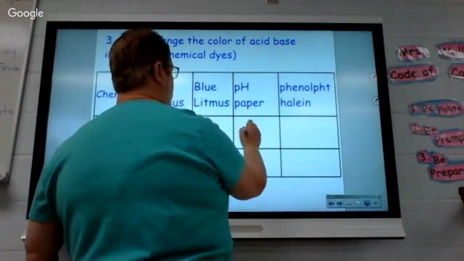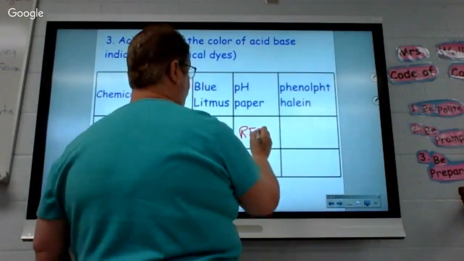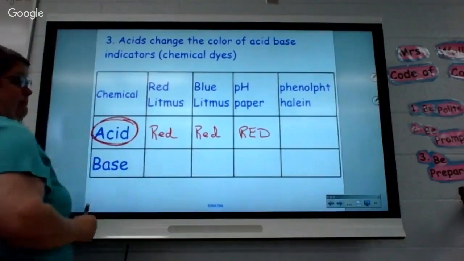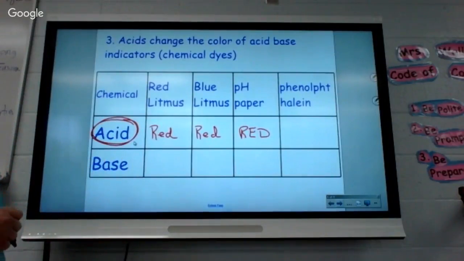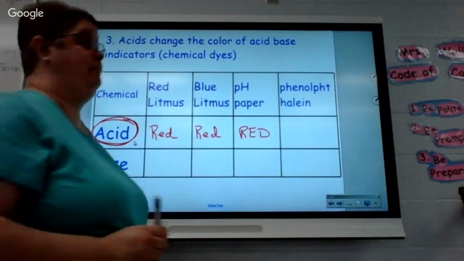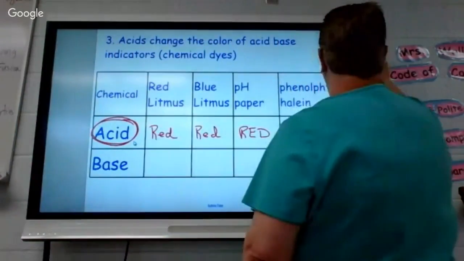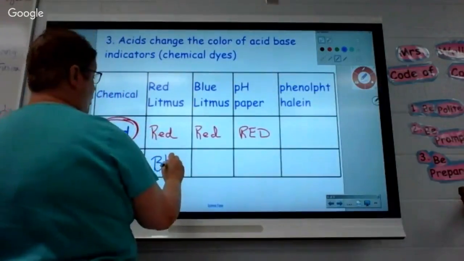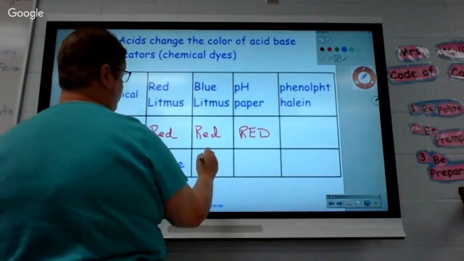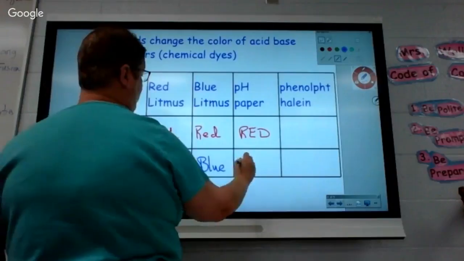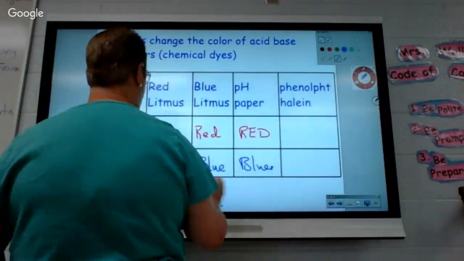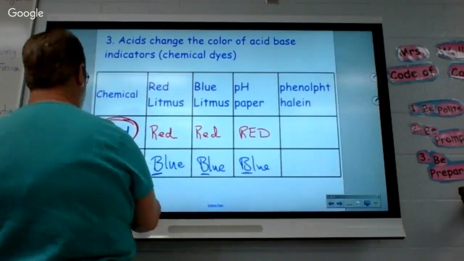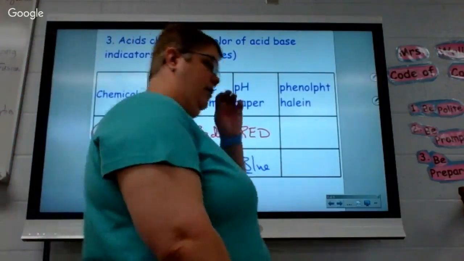Now, what pattern did you notice? Acids are all red. Okay? Now, bases turned what color? Bases turned blue. Remember, they all start with B's. B, B, B, B. Bases are blue.